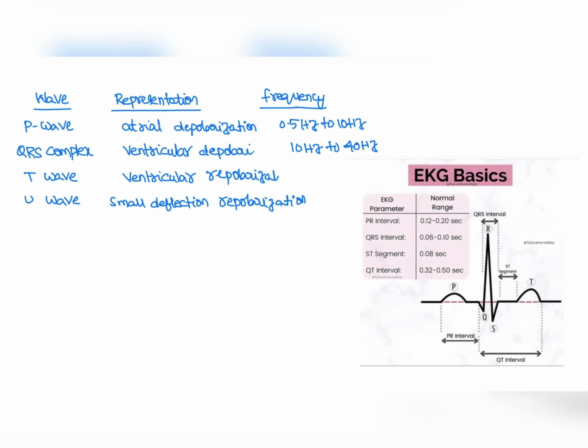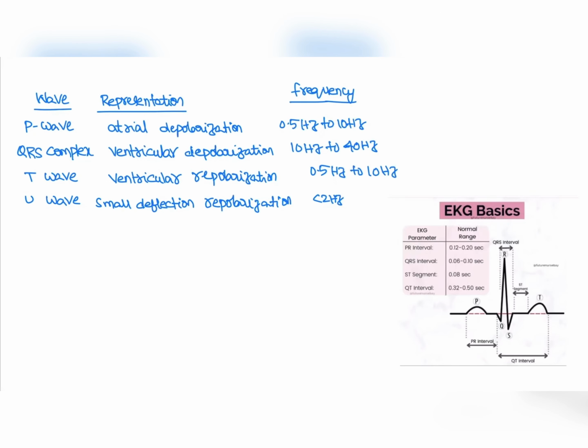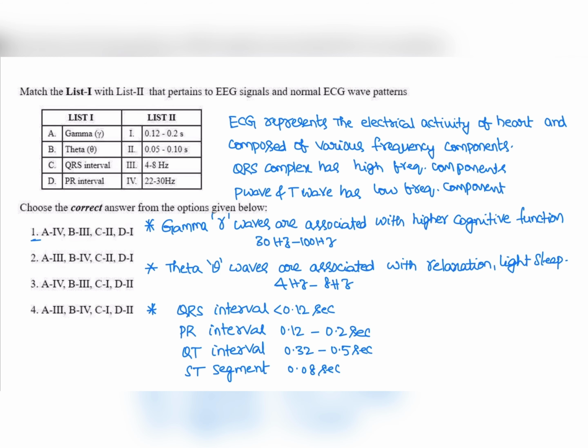The frequency range of the T wave is from 0.5 hertz to 10 hertz, and the frequency range of the U wave is less than 2 hertz. So the QRS complex has the highest frequency component, and the P wave and T wave have low frequency components. So the correct option is 1.